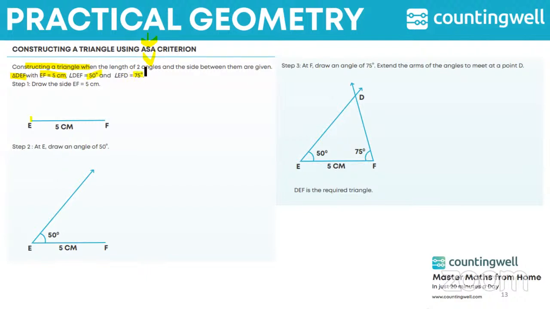So as only one side is given, we'll draw that side. So here we have drawn the segment EF as 5 centimeter. Then we can see here the angle E is 50 degree. So we are drawing angle 50 degree. Then we are drawing the other angle at F as 75 degree. We will extend these arms to get the third vertex of the triangle D. So we have DEF as a required triangle.